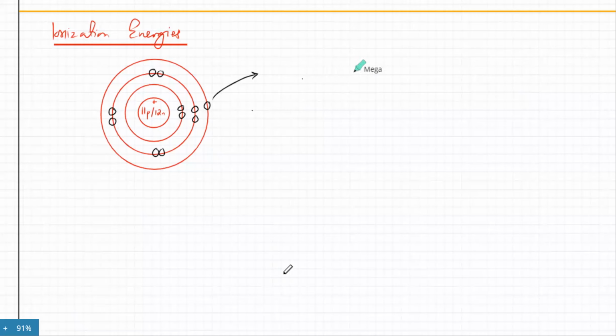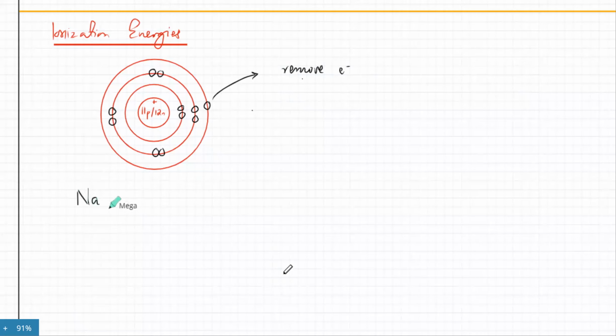So in ionization energies, you're trying to remove electrons, any number of electrons you can remove, and you're trying to form ions. And when you have an isolated atom, that atom is usually gaseous. So here's a sodium atom.